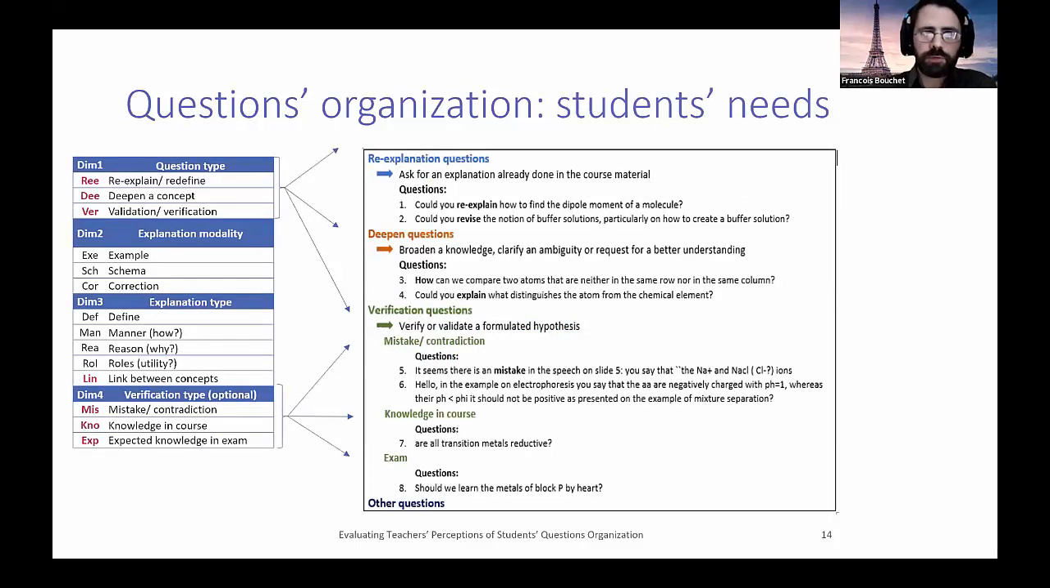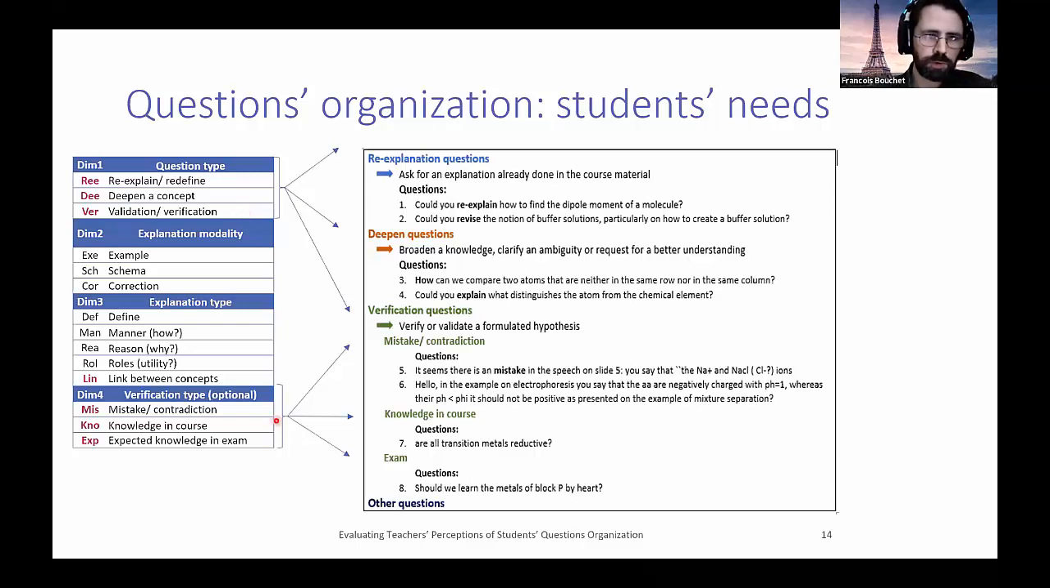So concretely, what do those question organizations look like? Well, they look like this, and this is actually a screenshot of what we were presenting to the teacher in the questionnaire we sent them that I'm going to present just after. So this organization is centered on the student's needs. The idea is that we try to group the questions based on the first dimension of our coding scheme, which was trying to distinguish if a question was more based on a re-explanation or something going further, or just a verification of something that the student thinks they have understood.